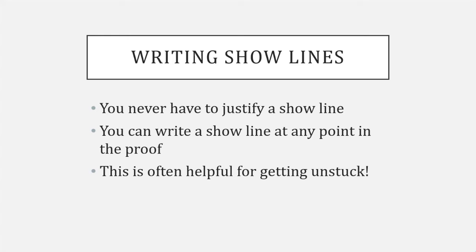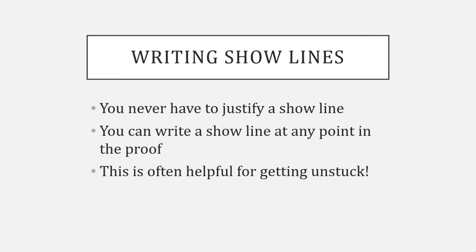A couple things to note about show lines. There are no show lines that you ever have to justify. You never have to tell me what your reason for writing the show line is. Every other line you must justify. Every other line has to have some rule that you cite. How did you get this thing? Where did it come from? That's what we're doing here with the derivations. We are making arguments where every single tiny little step gets justified, except for the show lines. The show lines are the parts where you're just saying what you want, what your goal is. So you don't have to justify a show line.